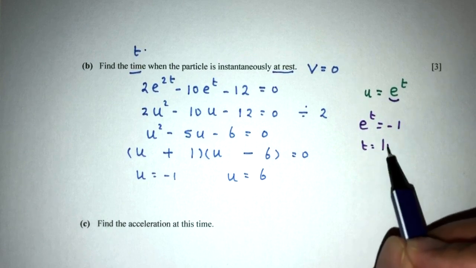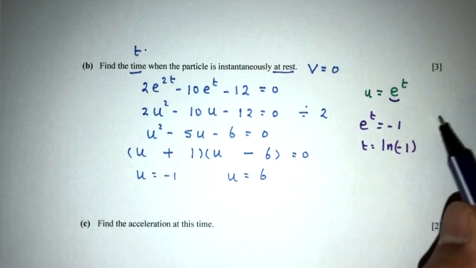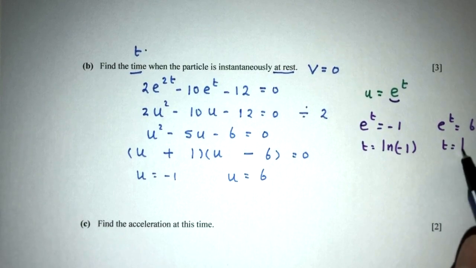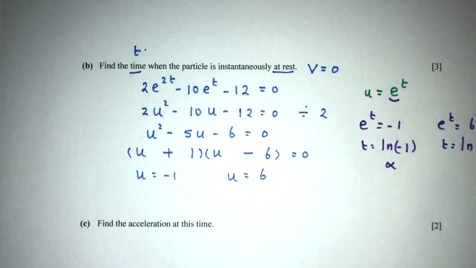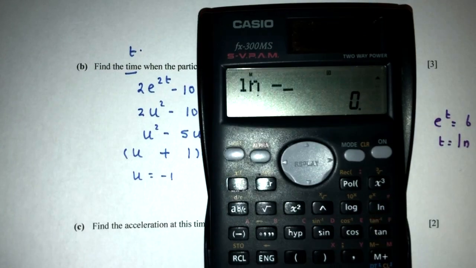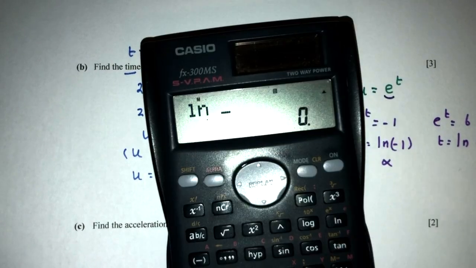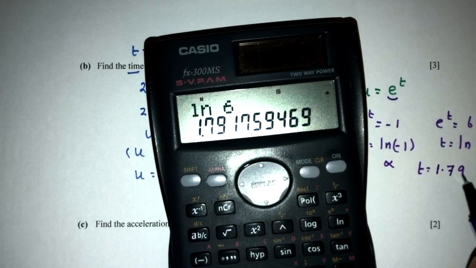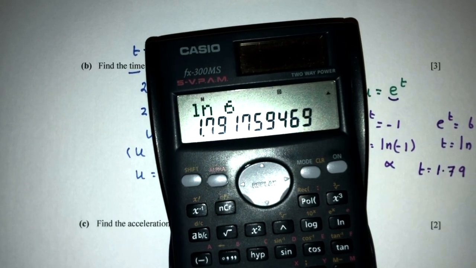So t has to be ln of minus 1. So here we have exponential t has to be 6. t has to be ln of 6. Here it is not possible. If you check, ln of minus 1 is not possible. But ln of 6 has to be, t has to be 1.79, correct to 3 SF for your answer.